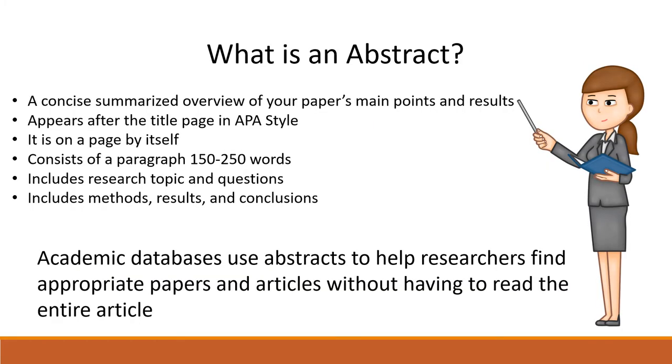An abstract provides an overview of the main points and results in your paper. It's a summary of your findings. The abstract is a single paragraph consisting of about 150 to 250 words. It includes your research focus and your research questions.